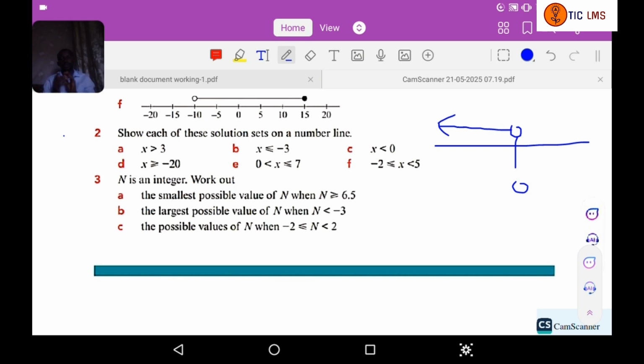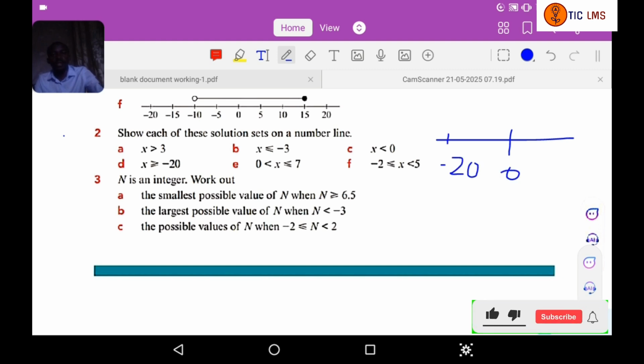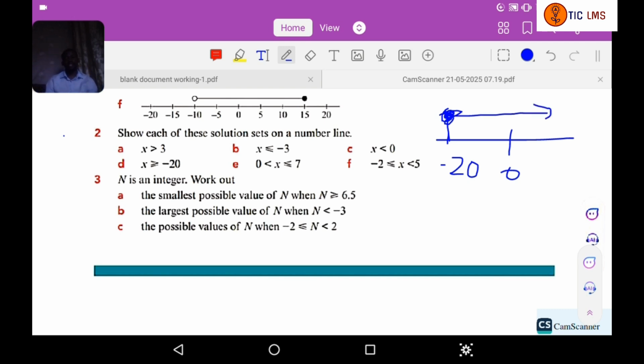Same thing goes for D. D is kind of similar to what we've been doing. Let's say we have 0 here and we have negative 20 here. Since x is greater than or equal to, we have the circle shaded because we have equal to as well, and then greater than, so we move to the right. It's as simple as that. That is the number line for x is greater than or equal to negative 20.